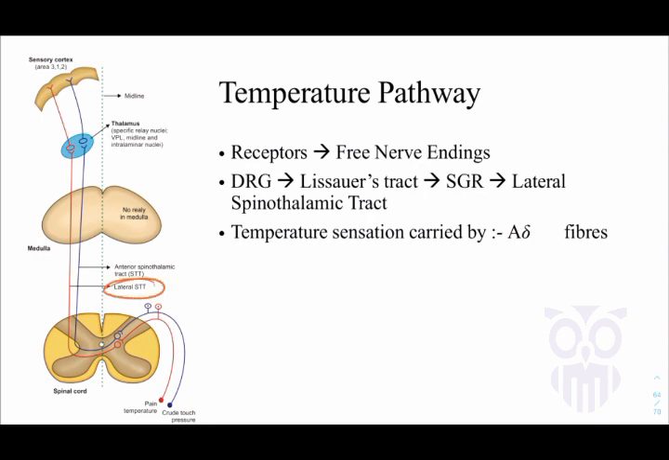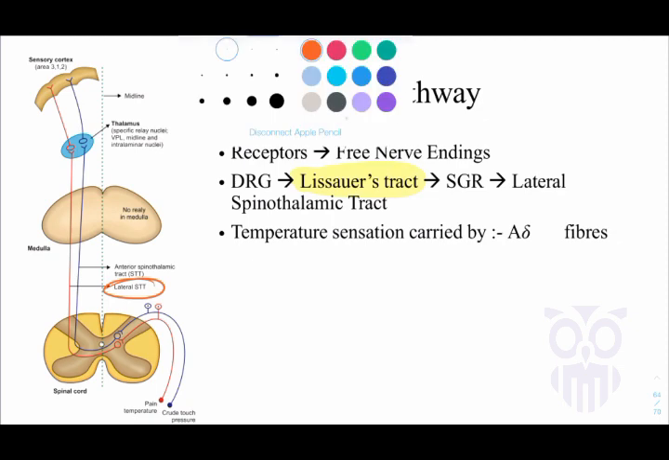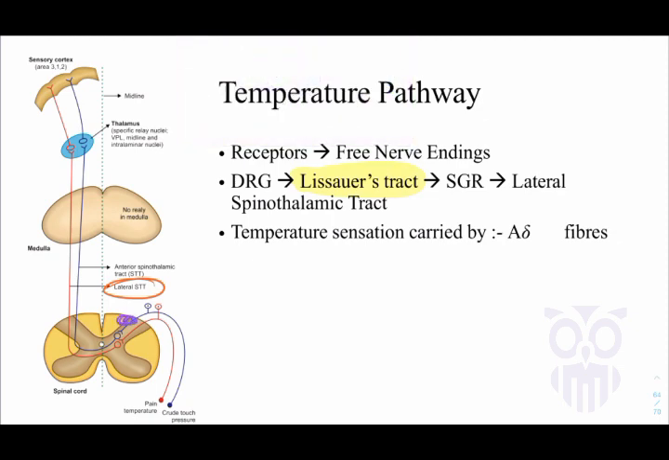Just tell the pathway. In the textbook I noticed one thing, they mentioned something called Lissauer's tract. Actually, what is Lissauer's tract? It is something over here, in the posterior area. The fibers coming from the dorsal root ganglion come here and can ascend one or two segments up or descend one or two segments below, and then they join the spinothalamic tract. If needed, you can mention it: Lissauer's tract, from there to substantia gelatinosa of Rolando, then lateral spinothalamic tract.